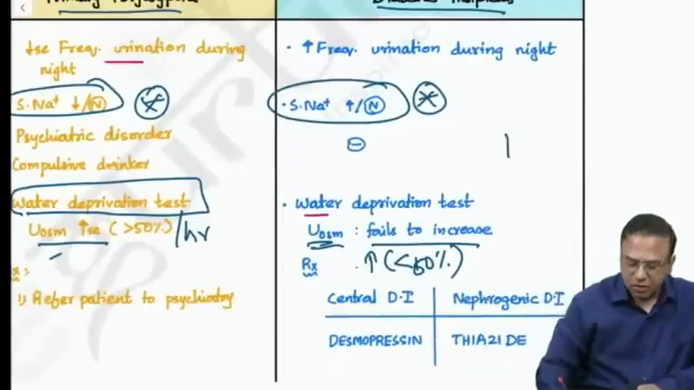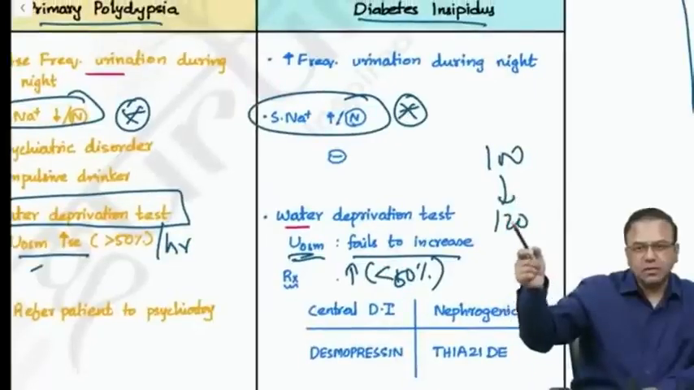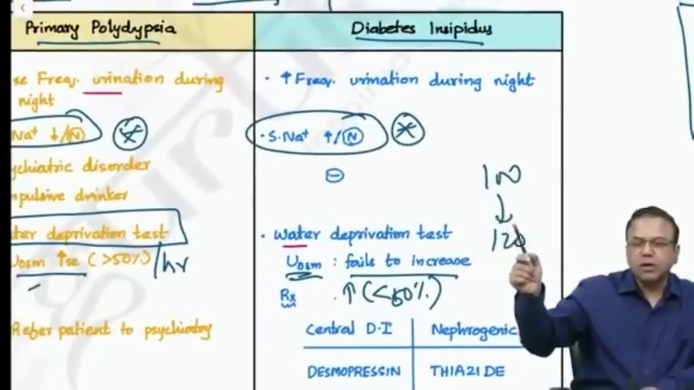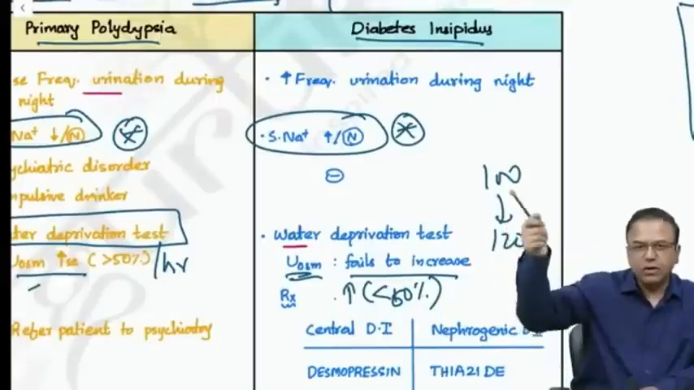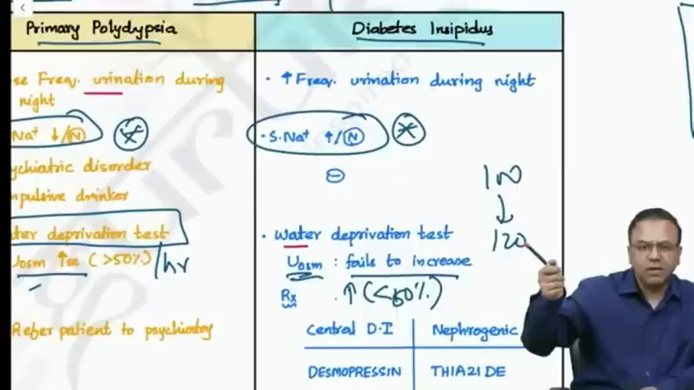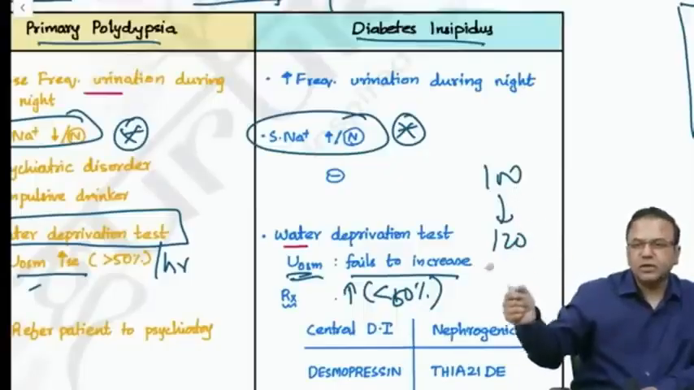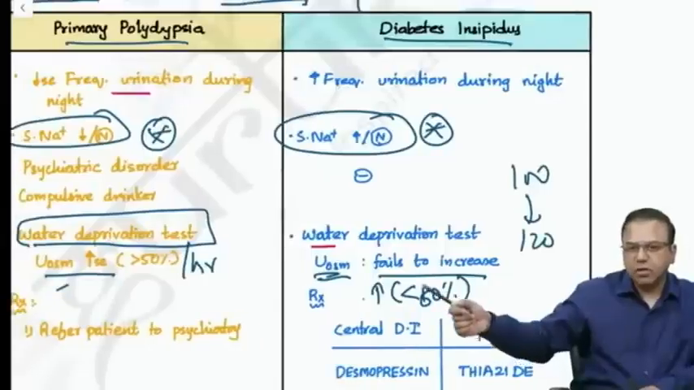So for example, if the urine osmolarity is 100, it will become 120. Now you might ask, sir, why is it increasing? This is diabetes insipidus, ADH is not working. The idea here is once you cut the water intake, once he stops intake of water, some increase in urine osmolarity automatically will occur. This is not because of ADH however. If it were ADH action, it will increase by 50%. So you have to be cautious about this.